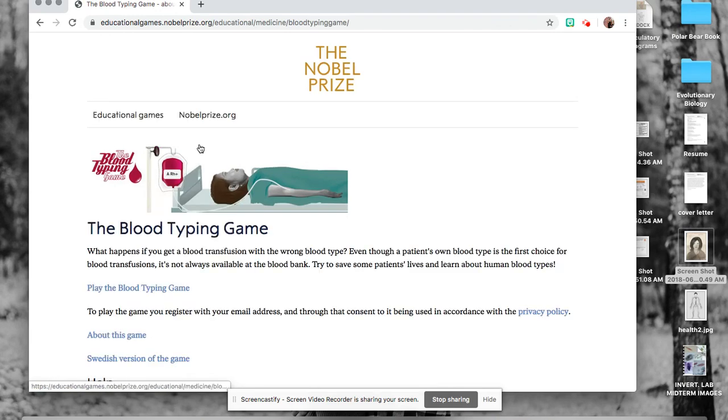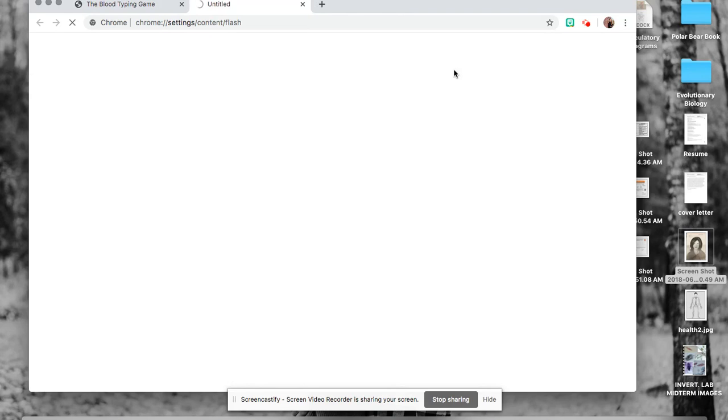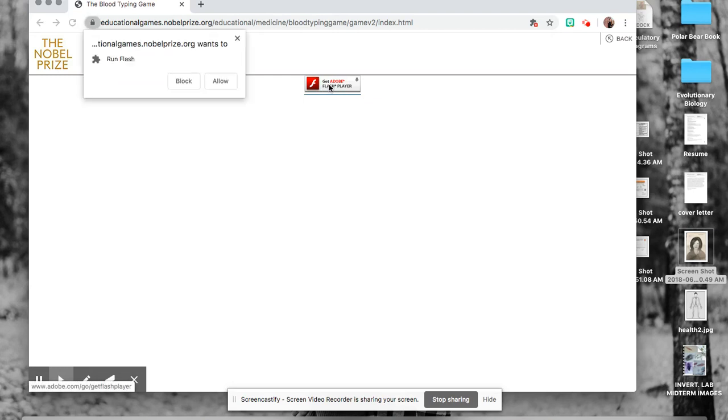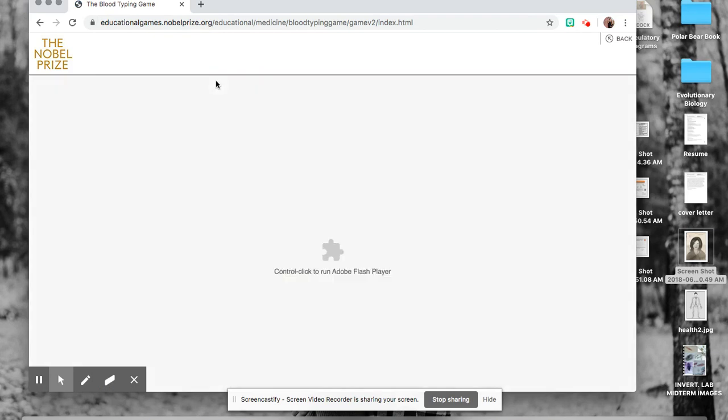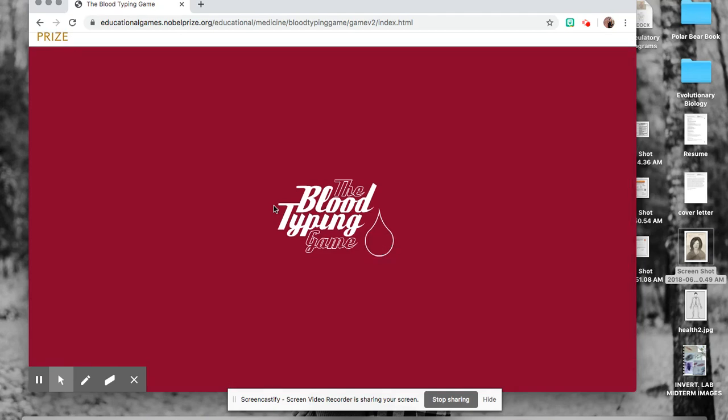It'll bring you to nobelprize.ca or .com, and you're just going to click play the blood typing game. Now this may pop up. I'm going to have to click get Adobe Flash Player, and it may look slightly different on your Chromebooks, but you're going to have to manage your block settings and just turn on this option. Okay. Now when I go back here, I now have this option to allow the game to run. Awesome. It's just going to load here.